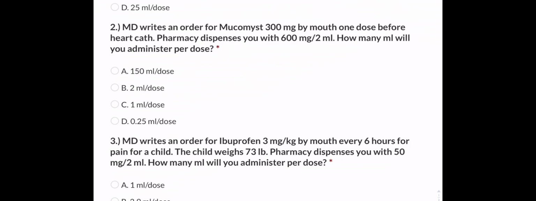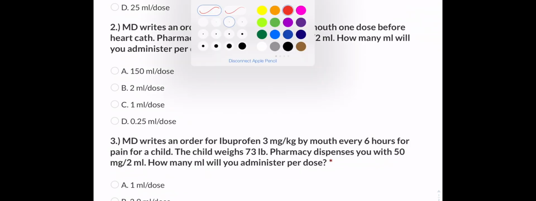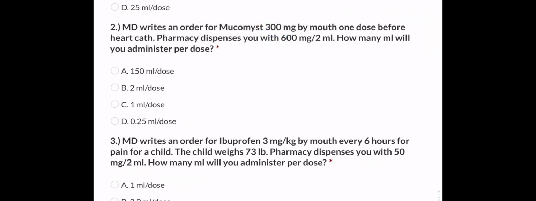Again, what's our order is what we start off with. Our order is 300 milligrams. And then we start our first bar. 1 dose before heart cath. Our problem is how many mLs will we administer per dose. It doesn't say anything about doses, heart cath, or any of that, so don't even worry about that. It's BS. Granted, there's no math you can do for that anyway.